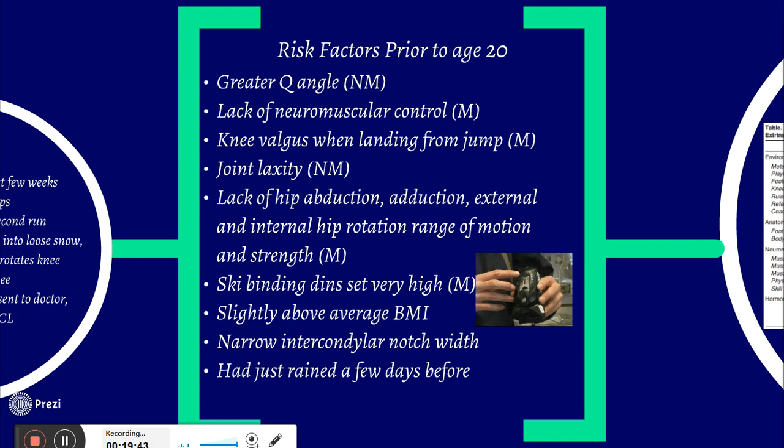Maybe their ski binding DINs were set really high. Maybe their skis kept popping off while they were skiing, and every time that happened, they just cranked up their DINs. With ski bindings, the DIN is the pressure it takes to release the binding, especially when you're falling. Maybe this person also had a slightly above average BMI and a narrow intercondylar notch width. An environmental problem could have been that before a ski race it rained and then froze, so the entire course was really icy.